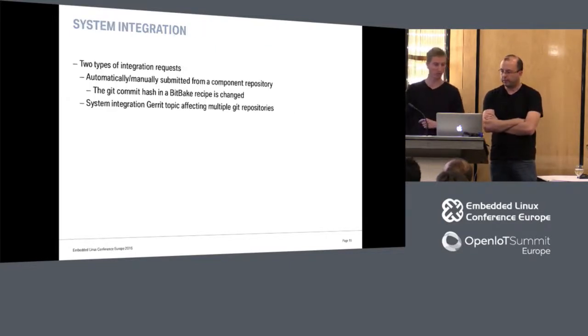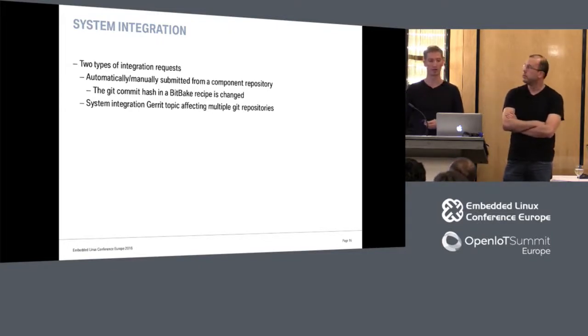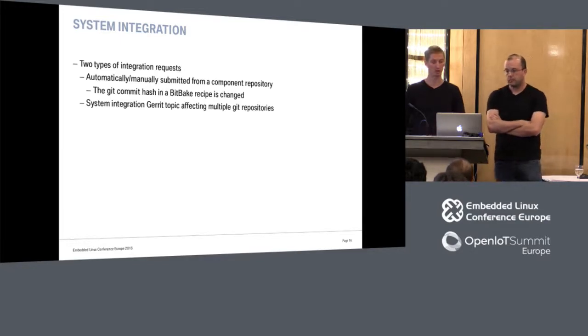For the system integration, we have two types of integration requests, which are basically multi-Git tree pull requests. They can be automatically or manually submitted from a component repo when, for example, the master branch moves forward with a couple of new commits, and the only change that needs to be done is that the BitBake recipe has a new hash. For the more complex scenarios, we have a system integration Gerrit topic, which, for example, changes a number of BitBake recipes in a number of different meta layers to produce some new feature. And we bundle these into one Gerrit topic and then verify and review those.